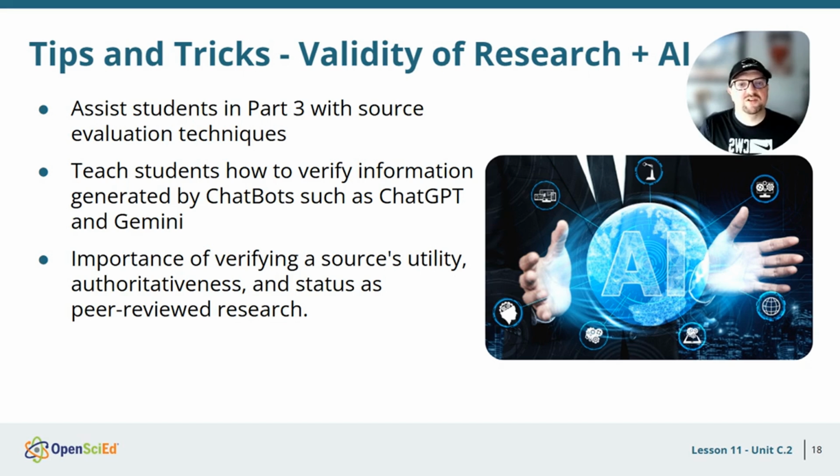When students are doing their research in part 3, I like to assist with source evaluation techniques that go beyond basic checklists. This is a great opportunity to teach students how to verify information that's generated by chatbots like ChatGPT or Gemini. I stress the importance of checking the source's authoritativeness and looking for peer-reviewed research. Following the breadcrumbs from information generated by chatbots is an excellent way to verify that information. It also teaches students that you can make difficult text more obtainable by using these tools as a helpful strategy in the future.